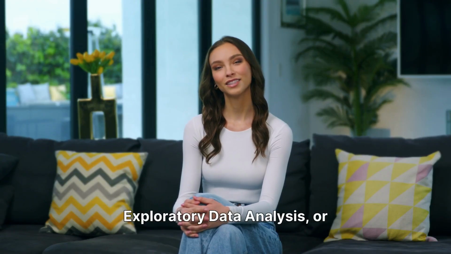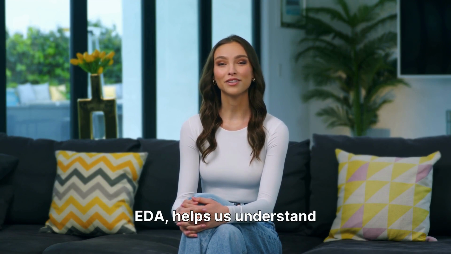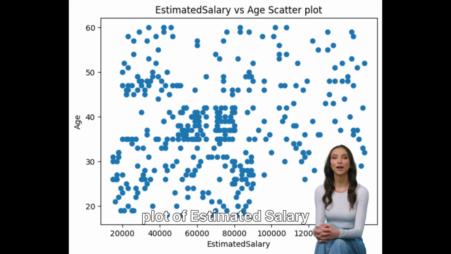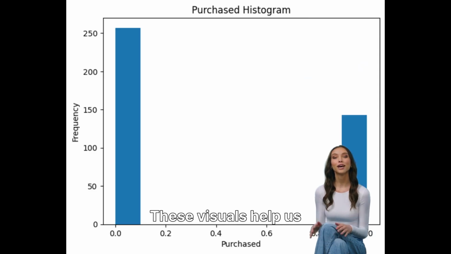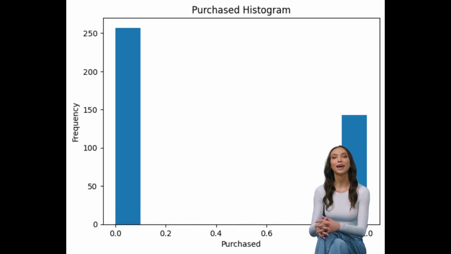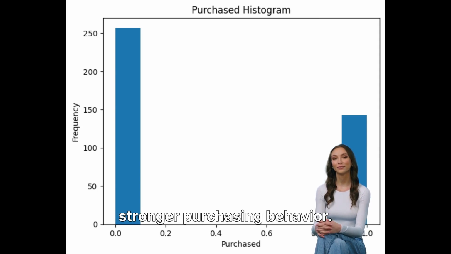Exploratory data analysis, or EDA, helps us understand the dataset's characteristics. EDA includes a scatter plot of estimated salary versus age, a histogram of purchase decisions, and a KDE curve for income distribution. These visuals help us understand that higher income and age groups show stronger purchasing behavior.